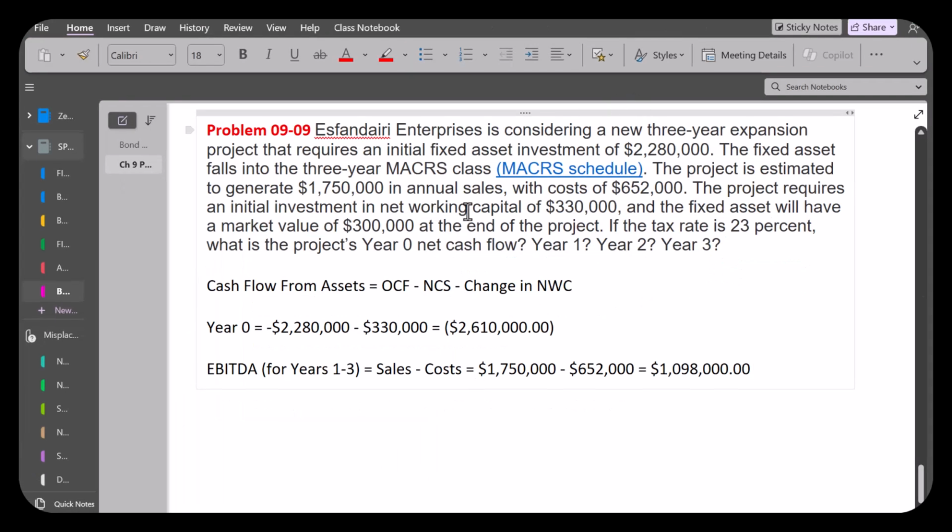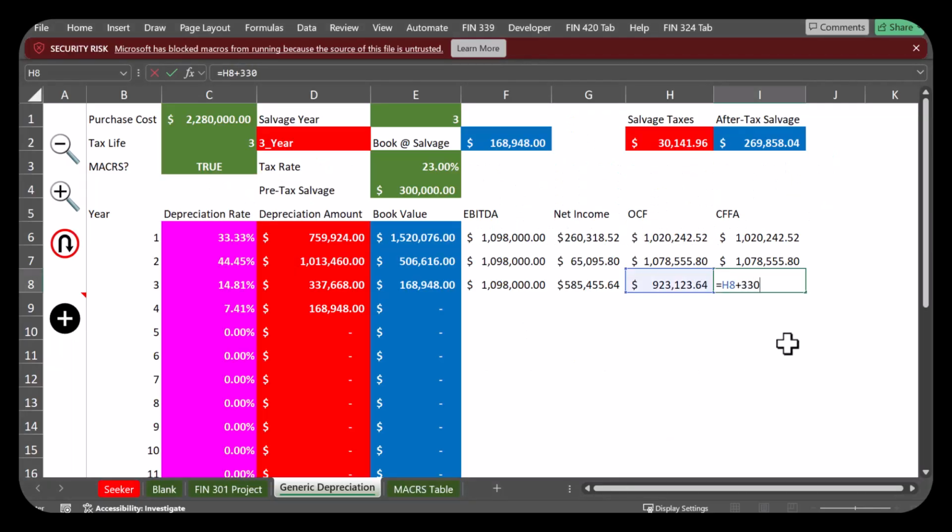But in year 3, in addition to OCF, the money that we spent on net working capital is going to return back to the firm. So we're going to add that back in, 330,000, plus the after-tax salvage value, because we sell this asset at 300,000 at the end of year 3, and as far as the IRS was concerned, it was worth 168,948, which creates taxes. So after-tax salvage is 269 and some change. So year 3 cash flow is actually 1.5 million and some change.